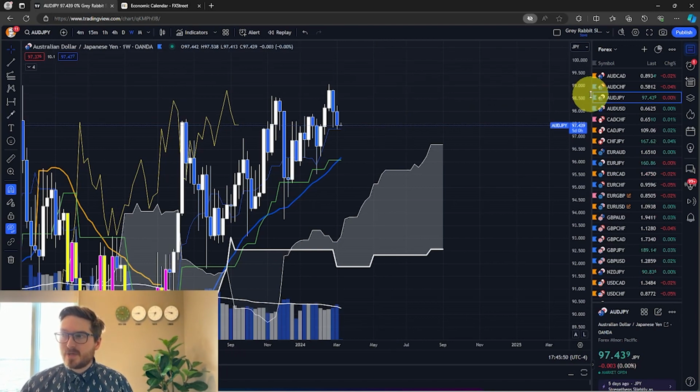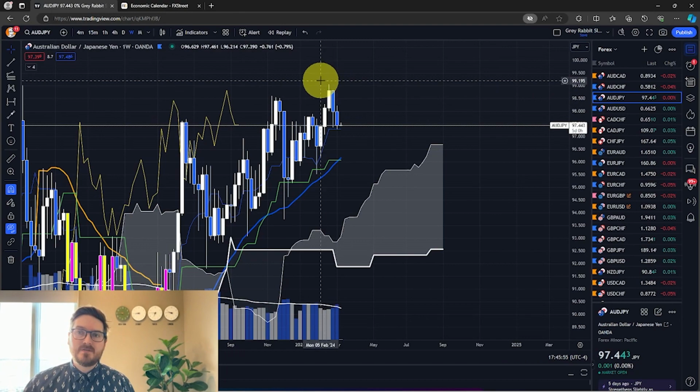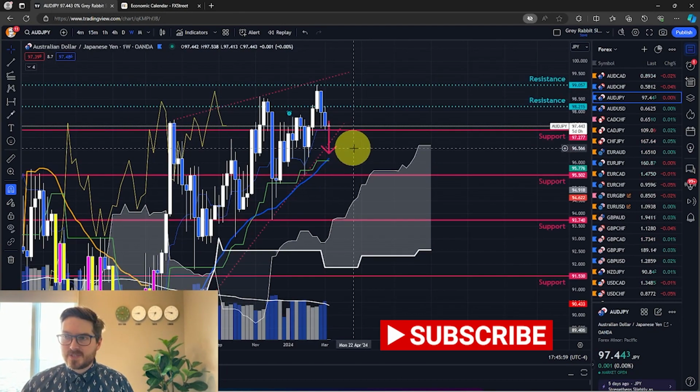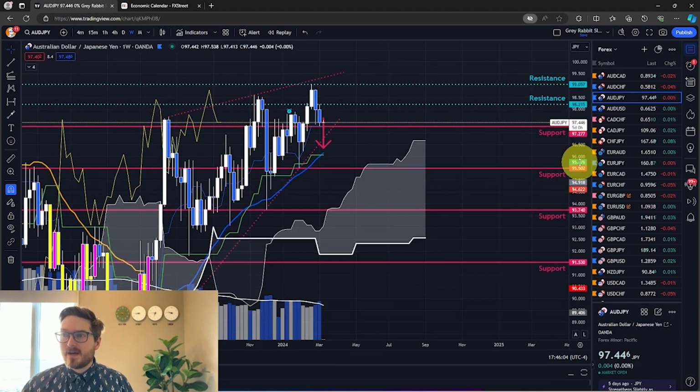So guys, I have this pair marked blue because we're going to need to wait for a breakout and confirmation of the trend on the lower time frames. So right now we don't have that, and we're just sort of waiting for that. So I think price is going to be retracing this week, possibly back to this Kijun-sen level here.